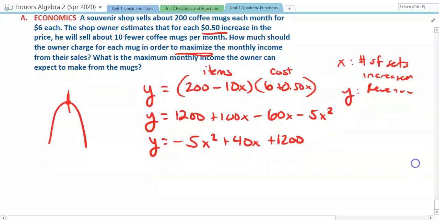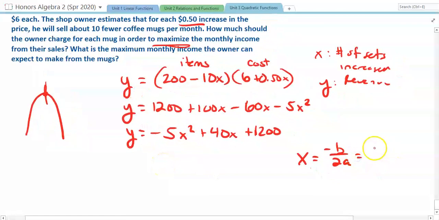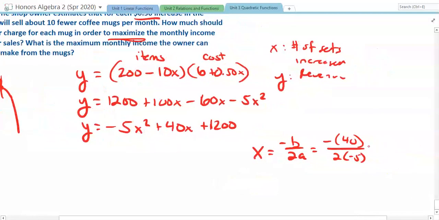And now, this is not necessarily a complicated example, it's just that the numbers are a little bit larger. And so we can still figure out where this axis of symmetry is. x is equal to the opposite of b over 2a. And so the opposite of b, so that gives us the opposite of 40 over 2 times negative 5. And so it's going to give us negative 40 over negative 10, which is positive 4.